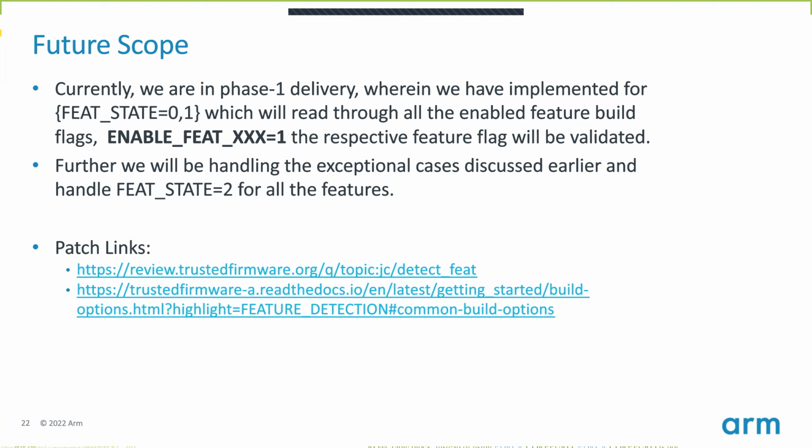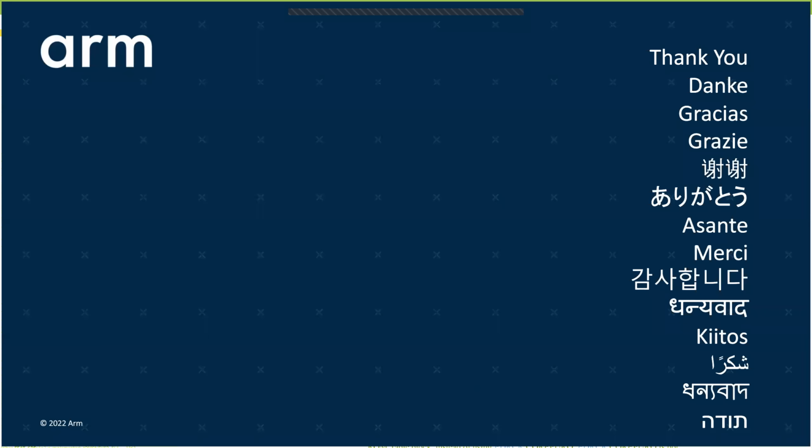So that's all I wanted to convey today about the feature detection mechanism, what it is all about, and how it would help our partners as well as any user who wants to make use of it, to get assured whether they have properly set the build flags or not. And to mitigate runtime exceptions, we are bringing this mechanism. If you have any questions, please feel free to ask me here.